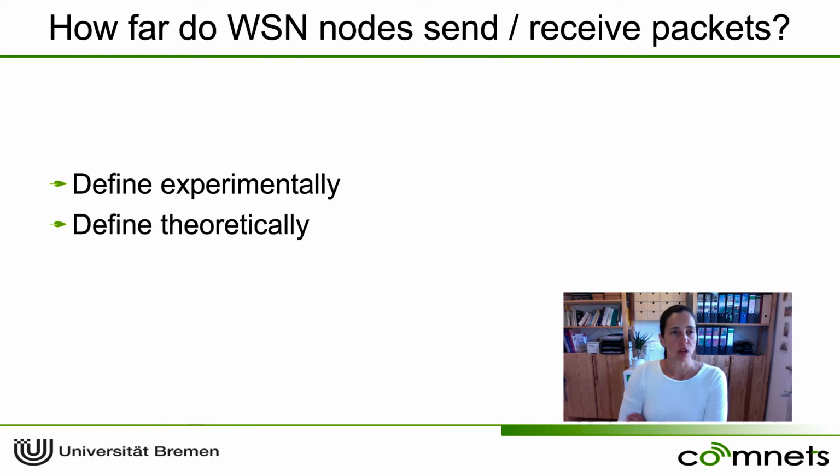So first of all, how do we actually know how far a sensor node can send or receive packets or data? In other words, what is the transmission radius or range of sensor nodes? We have in general two possibilities to solve this problem. We can do it experimentally or we can do it theoretically. Let's first look at how to do it experimentally.